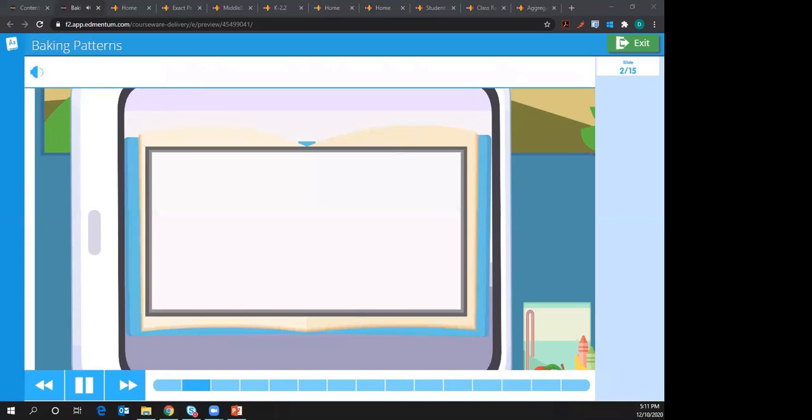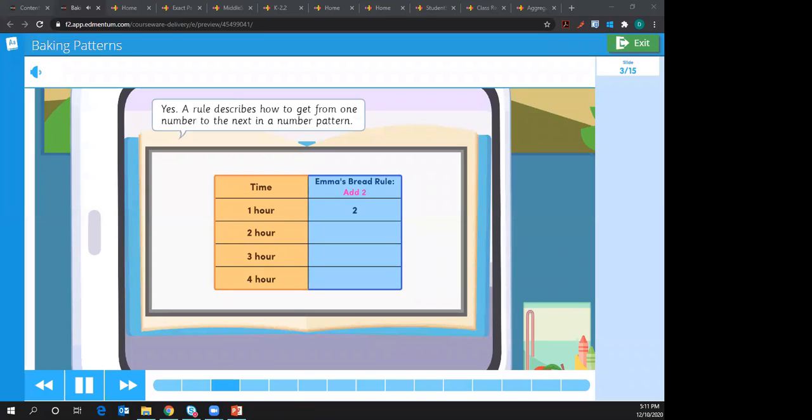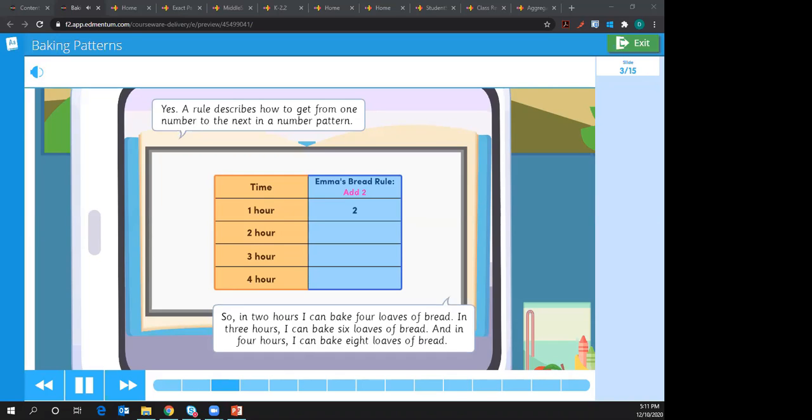I can bake 2 loaves of bread in 1 hour. For each additional hour, I can bake 2 more loaves of bread. Okay, so that's the rule for your table. Add 2. The rule? Yes, a rule describes how to get from one number to the next in a number pattern. So in 2 hours, I can bake 4 loaves of bread. In 3 hours, I can bake 6 loaves of bread. And in 4 hours, I can bake 8 loaves of bread.